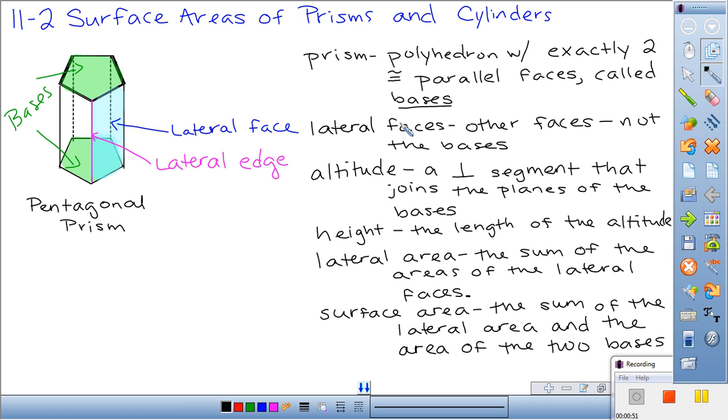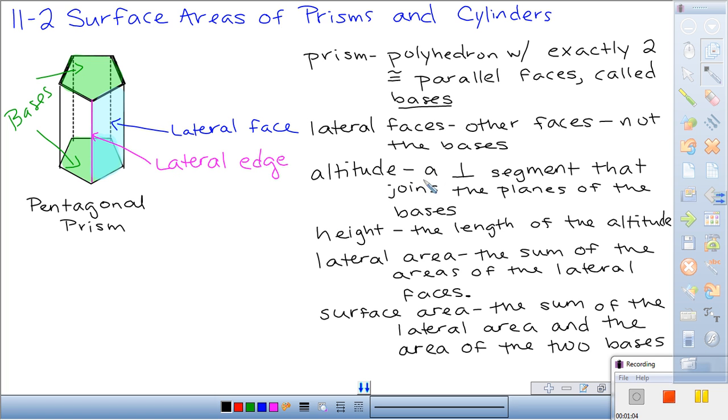Then next we have lateral faces. Lateral just means around the sides, so it's the other faces. They're not the bases. They're all rectangles. All these other rectangles around the side of the shape, those are all lateral faces. And you see one highlighted blue here. That is one of the lateral faces.